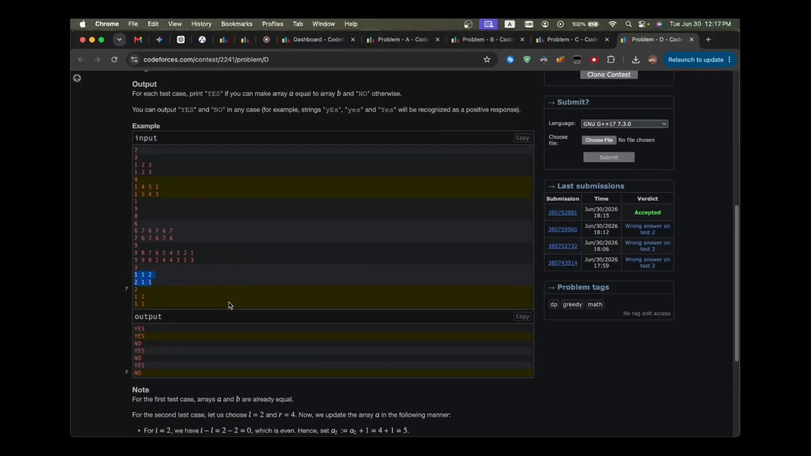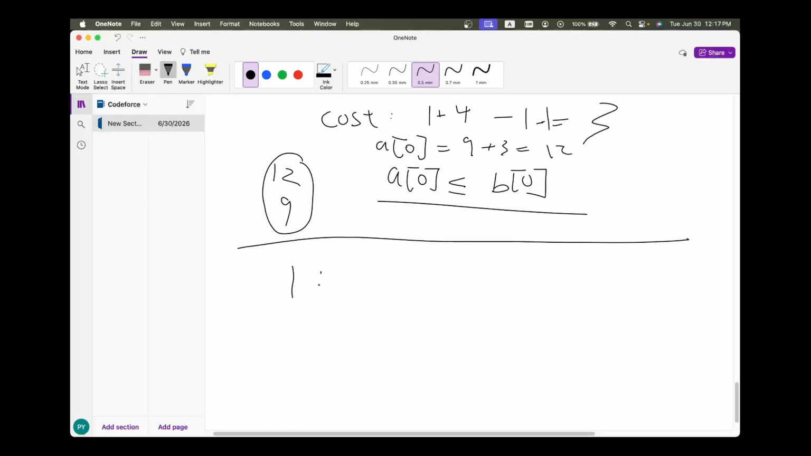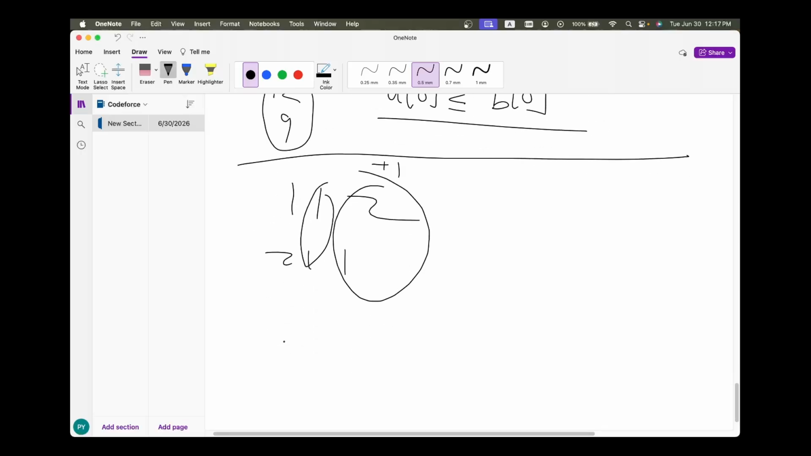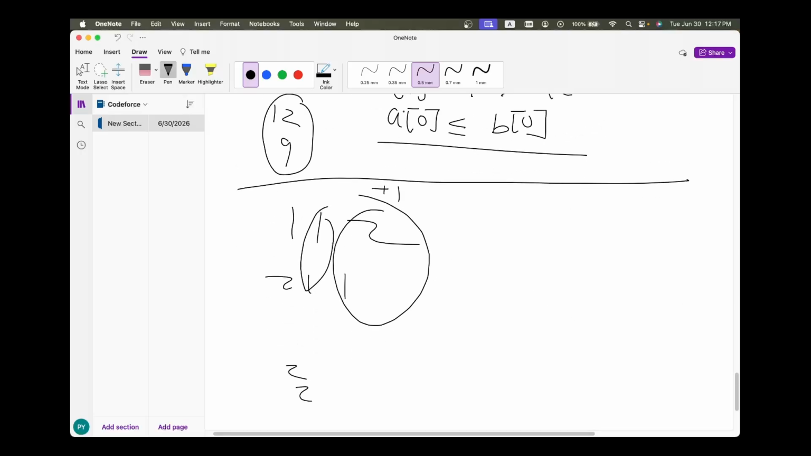I don't think we need to explain. I mean, fine. Let's just explain this one. This is very quick, right? 2 1 1. Once again, this is going to make a cost of 1, and then this is not going to change anything, and you add the 1 to the final element, and then that's 2 2, and that's fine, right? Because A0 is less than B0.